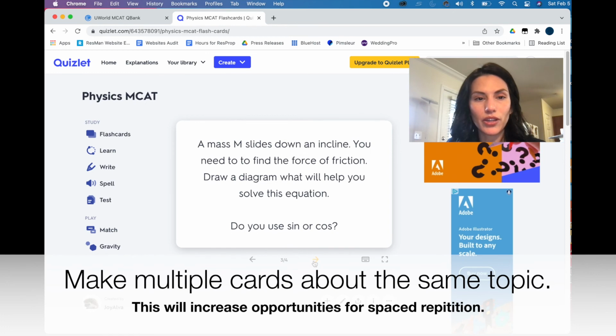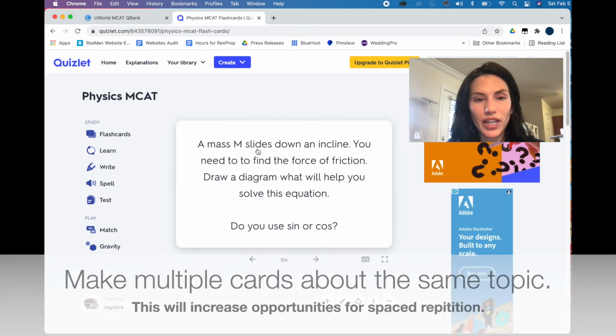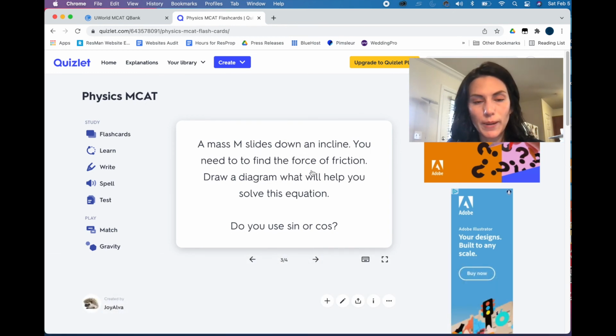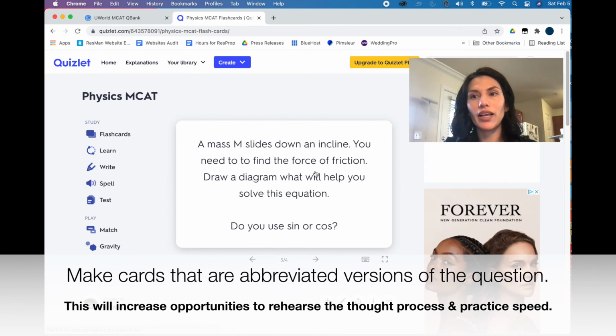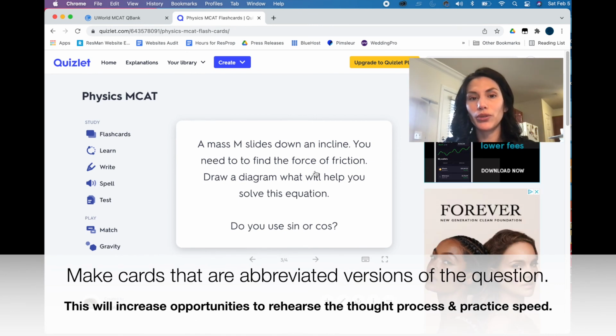But here's another question here. A mass M slides down an incline, you need to find the force of friction. Draw a diagram that will help you solve this equation. Do you use sine or cosine? So this is a form of the passage we just read, but it is very abbreviated, and it only targets the stuff I didn't know. I did not know to use SOHCAHTOA, and I did not know what SOHCAHTOA was used for.